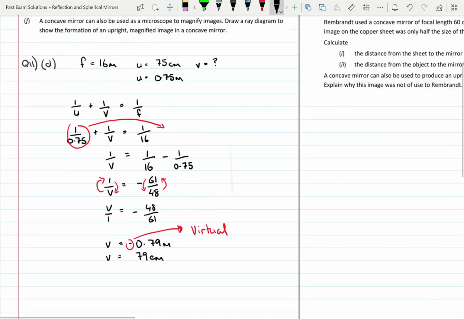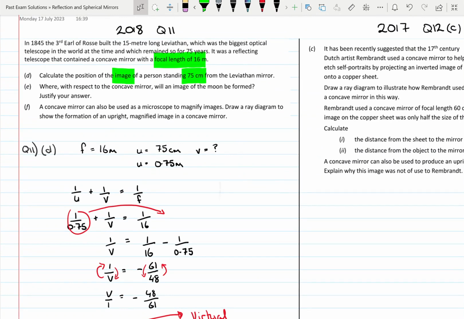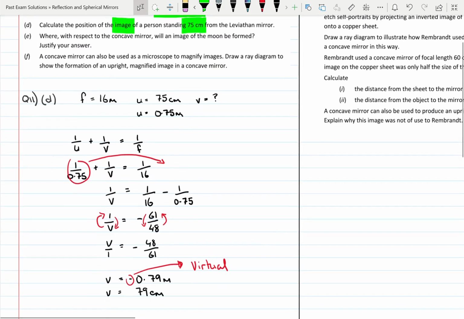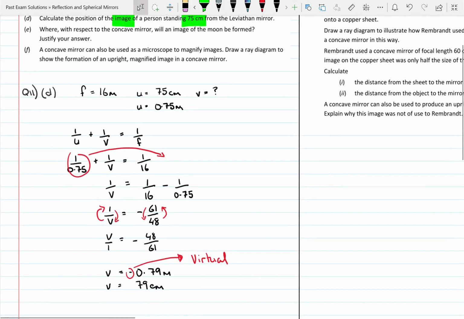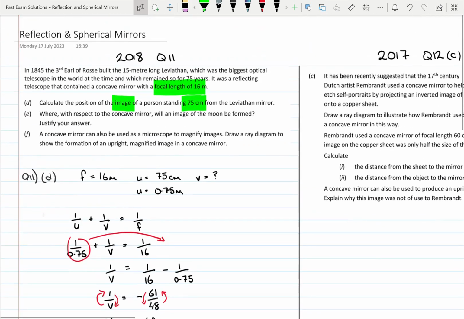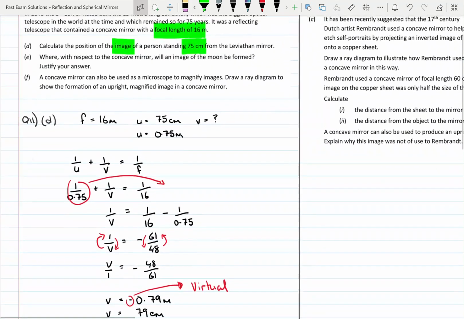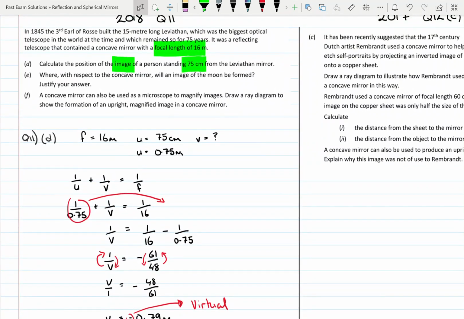Now just bear with me 1 second. We'll go back up. So we've been asked to calculate the position of the image. We've done that. And where, with respect to the concave mirror, will an image of the moon be formed? Okay. So what we've got here, if we look back at the question, is a telescope which was built in 1845, and it was the biggest telescope of its time.